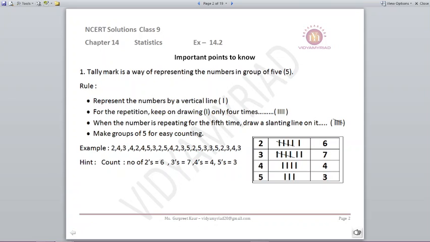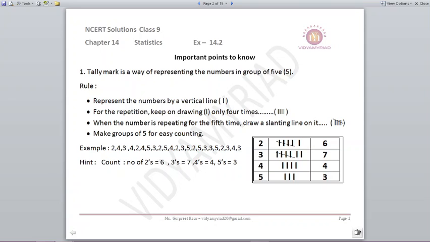So after 4 bars or 4 standing lines, the fifth 2 I will represent by a slanting line. I will draw a slanting line across the 4. That will represent 5, so it will be easier for me to count immediately. I don't have to count one by one. I will start making groups of 5, and then I can immediately find out the frequency, or the number of times that number is repeating.